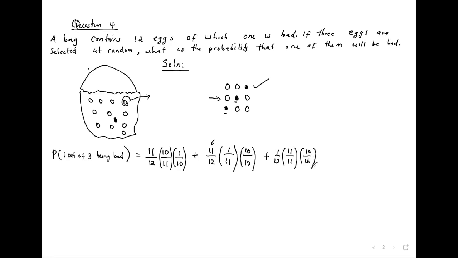As you can see, these numbers are canceling each other here, just remaining with, at each point, this 10 and this 10 will go. This 11 and this 11 will go. So at each point, I'll have 1 over 12, plus this here, 1 over 12 again, plus this here, 1 over 12. This is 3 over 12, which is 1 over 4.